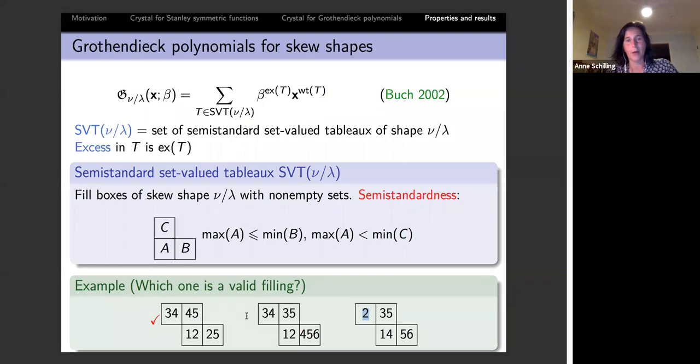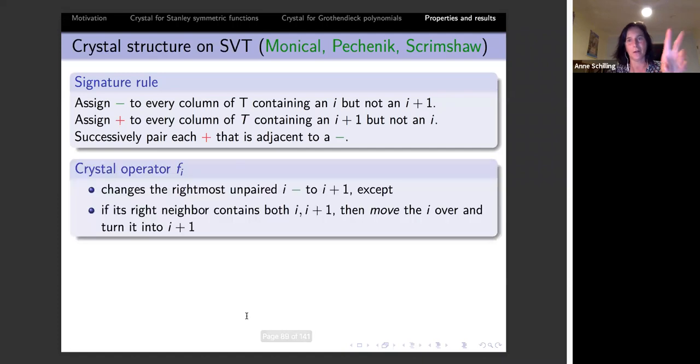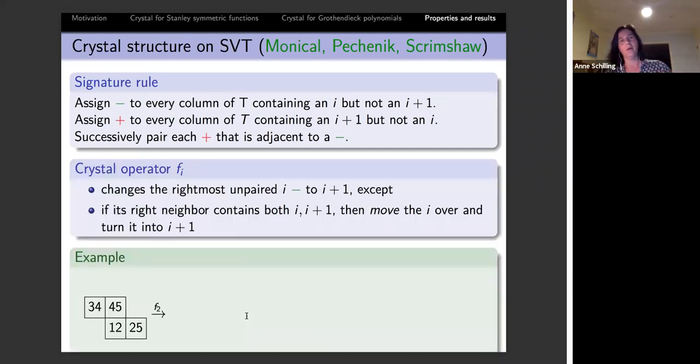Okay, so now let me quickly define this Monical, Pechenik, Scrimshaw crystal on the set value tableau. So the rules are stated here, but I think it's easiest to actually do it in terms of examples. So suppose we want to apply the crystal operator F2. So on a normal tableau, that would involve the letters 1 and 2, 2 and 3, right? I and I plus 1.